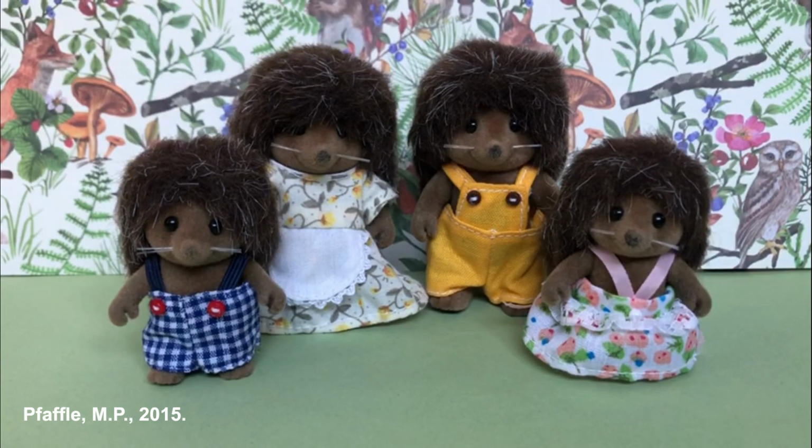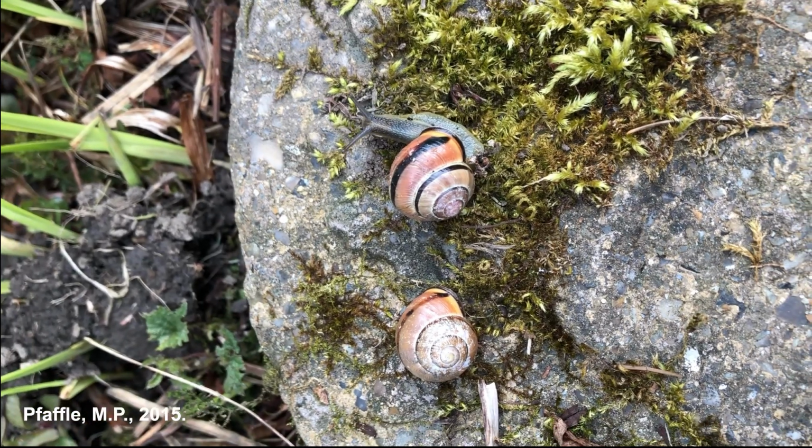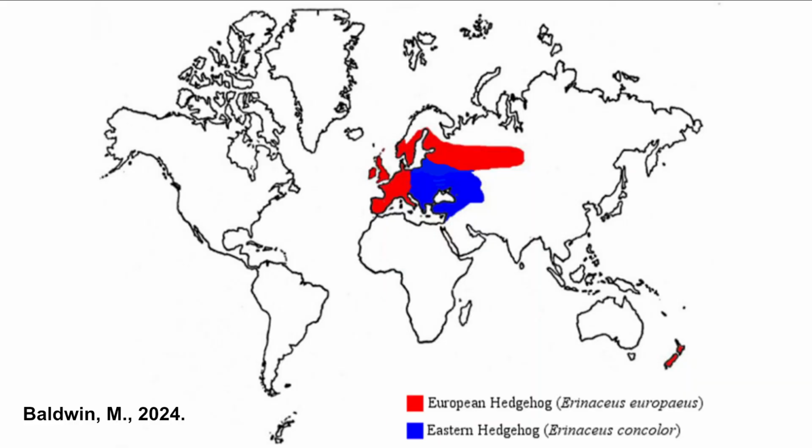Crenosoma striatum is a parasite that completes its life cycle in hedgehogs, with gastropods serving as the main intermediate host and vector. We will be focusing on Erinaceus europaeus, the European hedgehog.